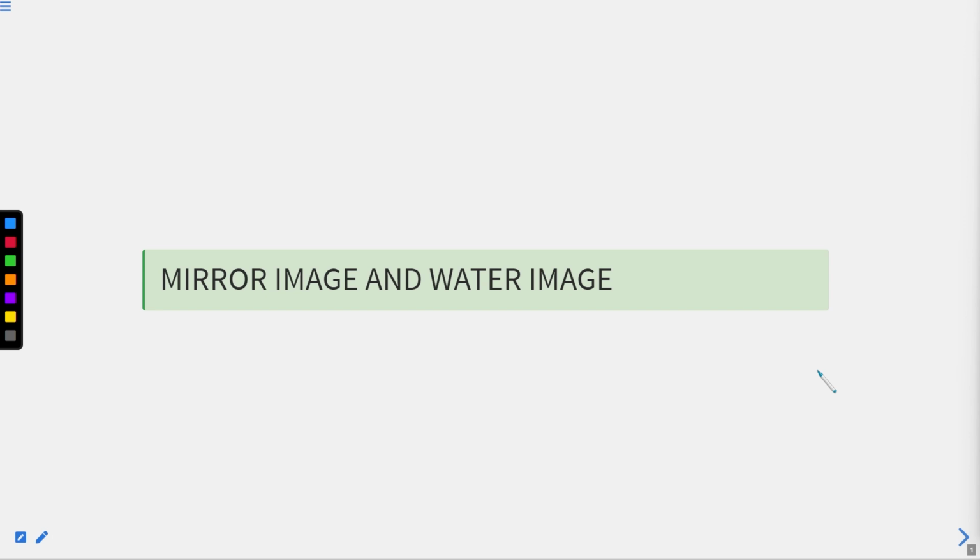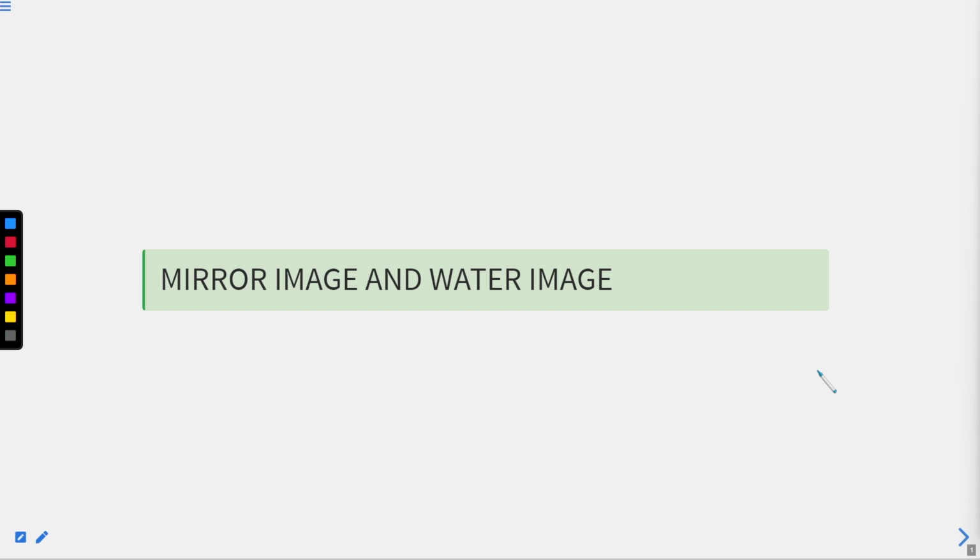Today, in the series, we are starting with a new chapter named Mirror Image and Water Image. As the chapter name suggests, in this chapter we are going to deal with the questions and the concept related to the image that is shown in the mirror as well as in the water.